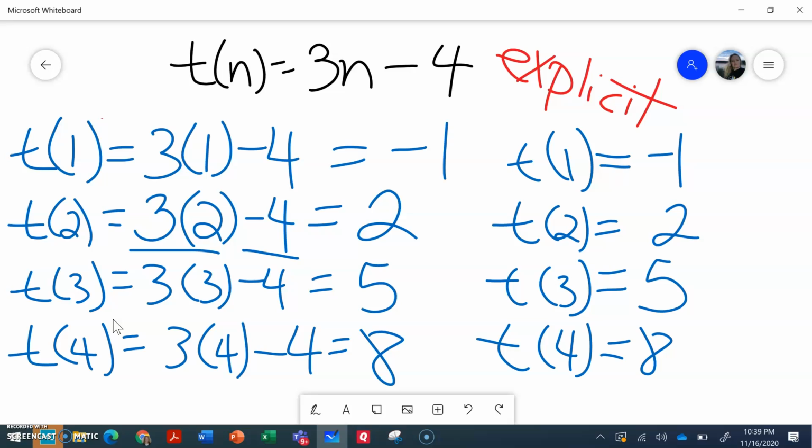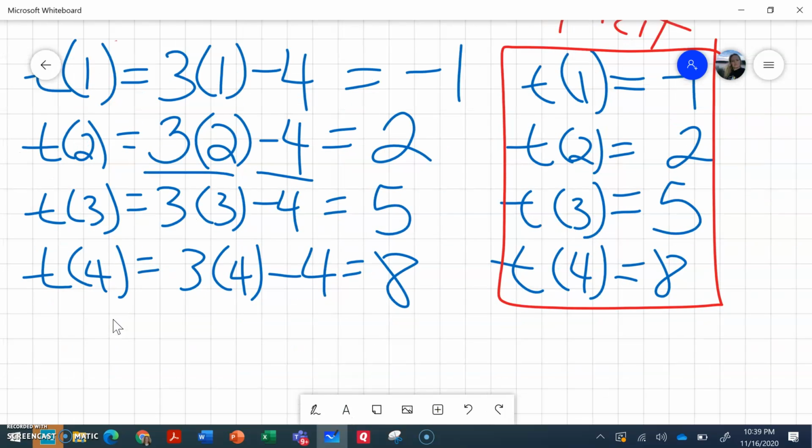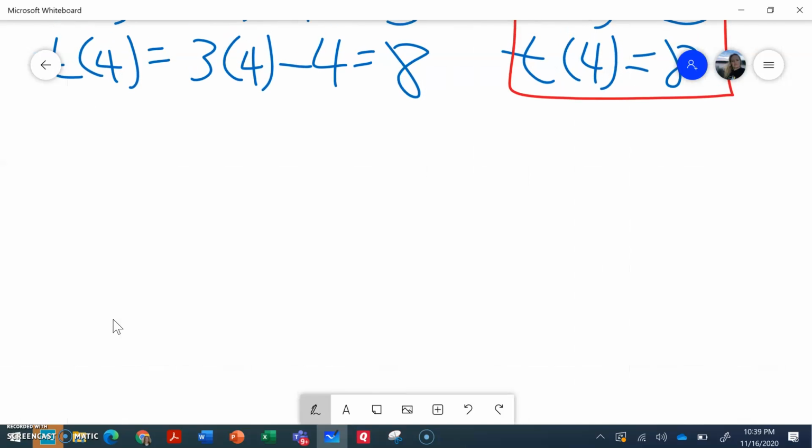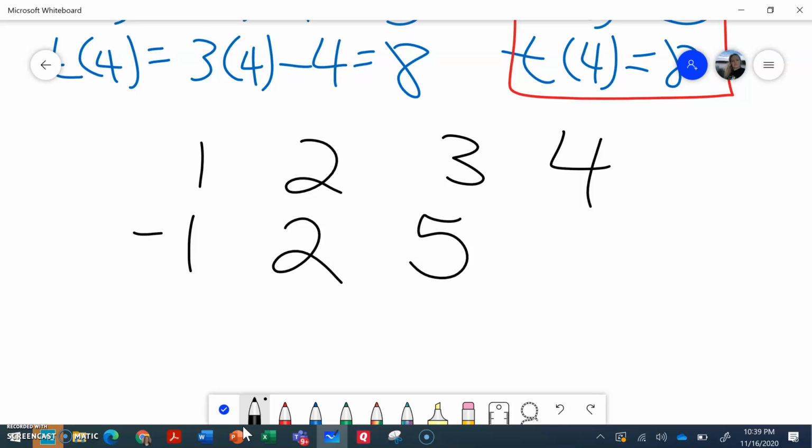So these numbers over here, I'm going to highlight them in red, represent the first 4 numbers in my sequence. I'm going to scroll down and write these. So I have now a sequence of numbers that start at -1 and then go to 2 and then 5 and then 8.